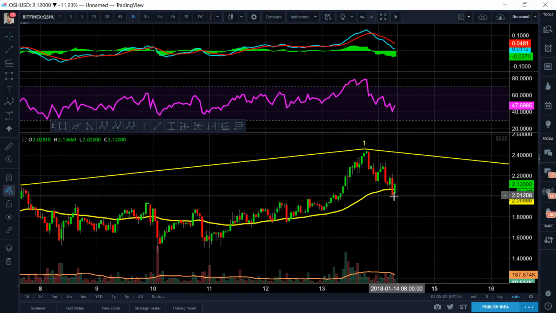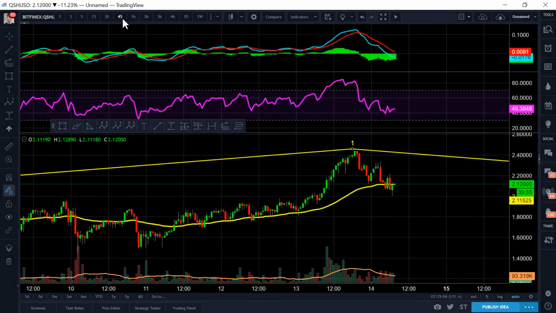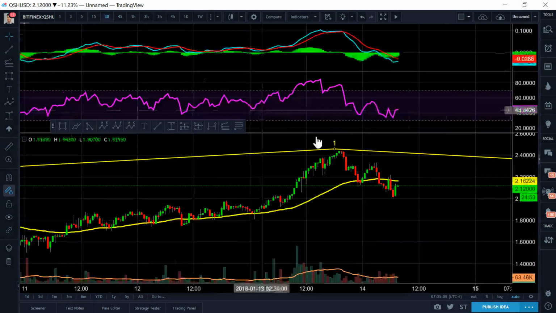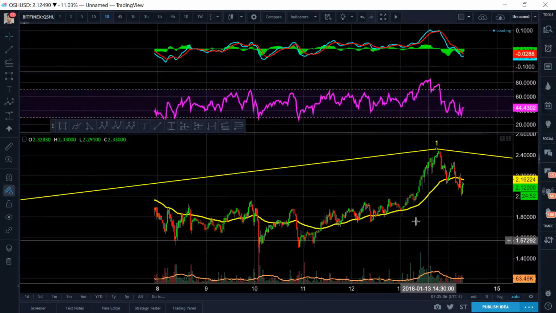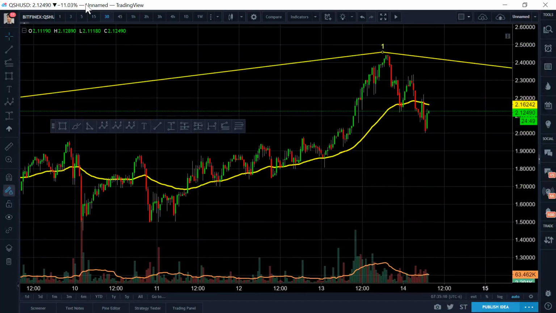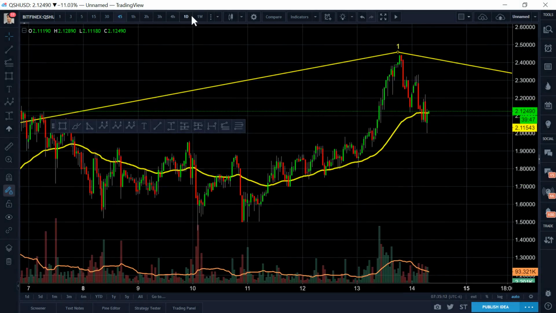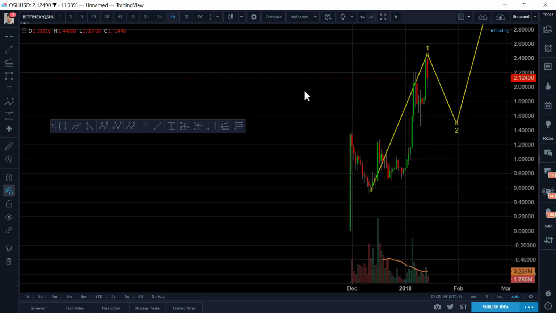So it's about to cross over here, and on the 15-minute, it closed below already. On the 30-minute, it closed below the 55 moving average already. So I do think that this is the top for now.